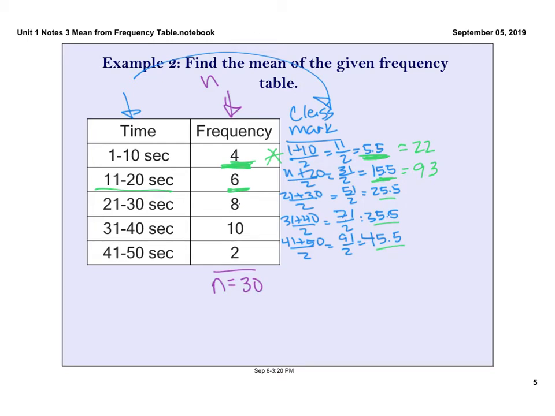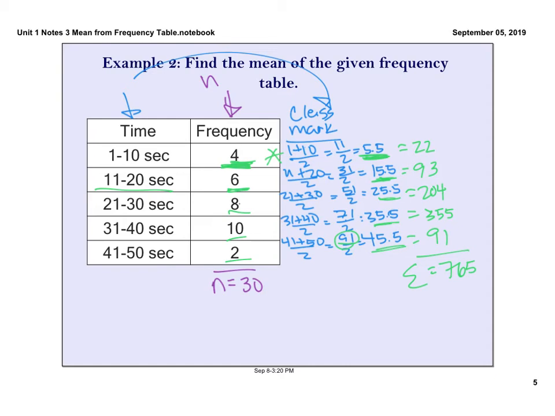And then the 8 times the 25.5, which is 204. And then 10 times 35.5, which is going to be 355. Don't even need to type that one in. And then 2 times 45.5, which is funny because that's what we divided by, so I'm back at 91. All right, so there's the products of my frequency times my class marks. Frequency times class marks gave me those products in green. I'm going to go ahead and add those up. When I add up the total of those, 22 plus 93 plus 204 plus 355 plus 91, I end up with 765.